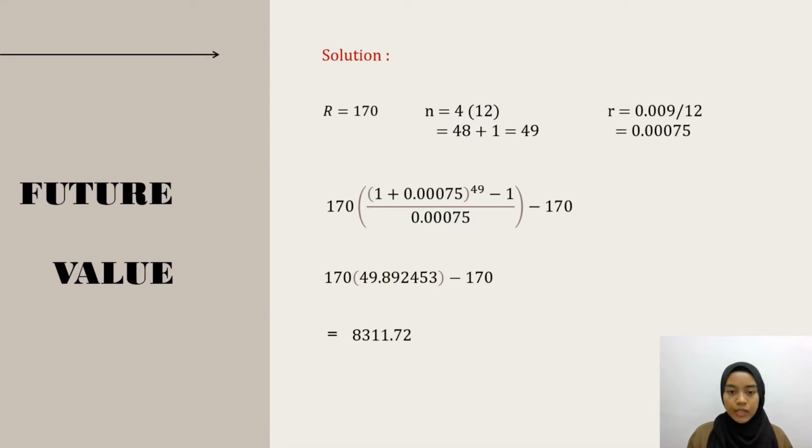And put it into the formula and we get 170 multiplied by 99.89453 and minus 170, and we will get 8311.72. So this is the final answer for the future value of an annuity.